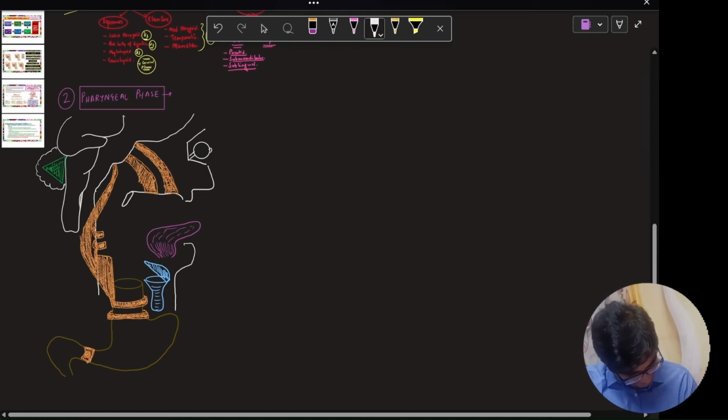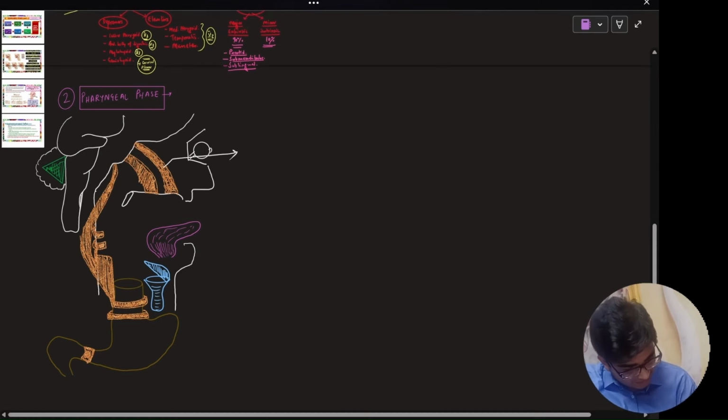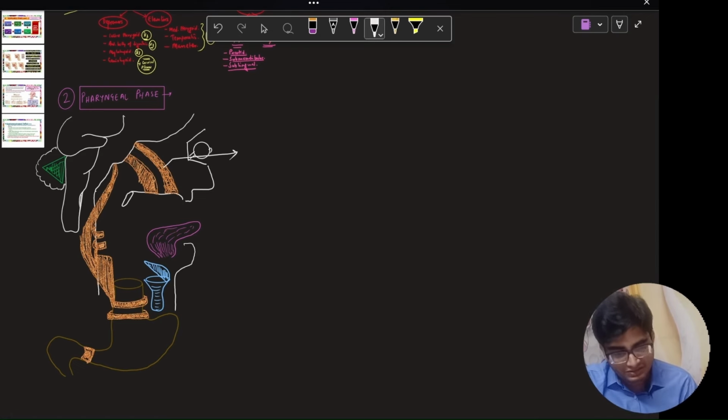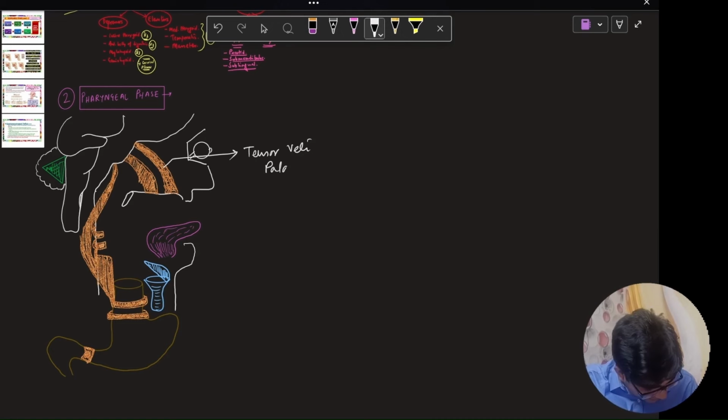Wherein these muscles are nothing but the tensor veli palatini and levator veli palatini muscles. So this is the tensor veli palatini and the levator veli palatini muscles.